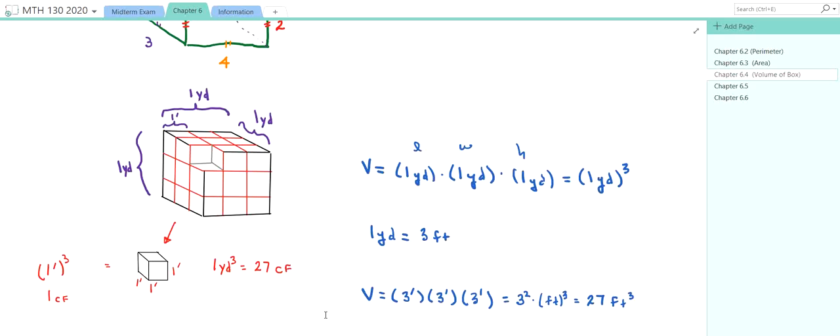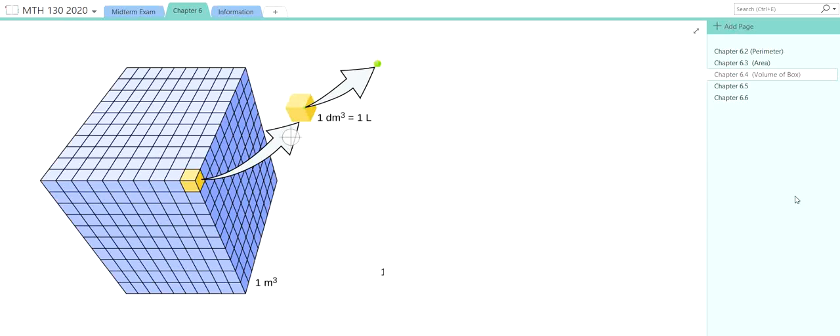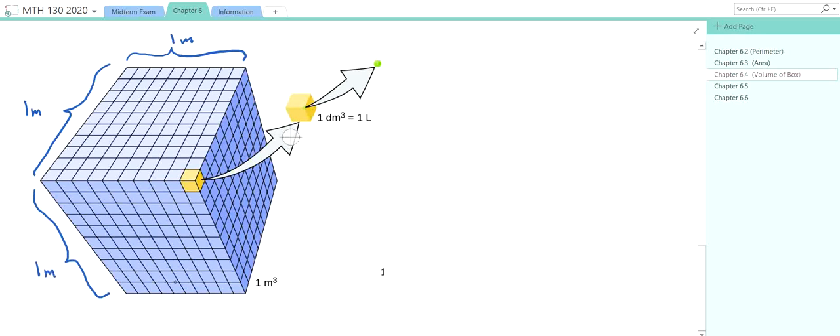Well, we could follow the same idea with a cubic meter. And here, I've copied and pasted an image from the internet. So we have a cube here now, and this represents a cubic meter, where this side has length of 1 meter. This side has length of 1 meter. And of course the height is 1 meter. So this whole thing is 1 cubic meter in volume.